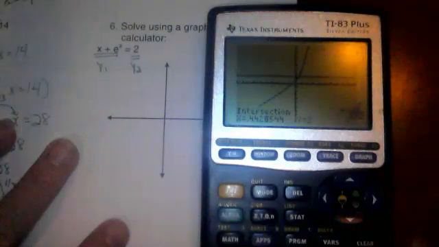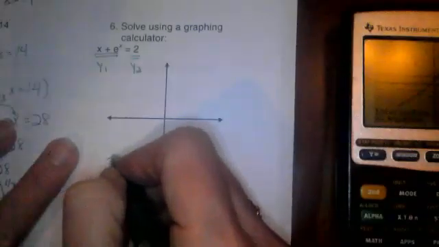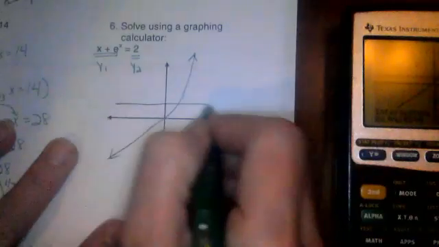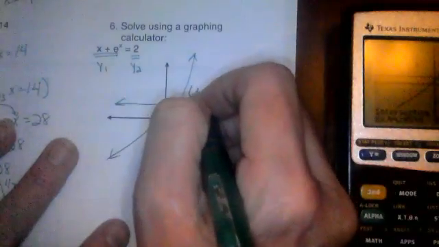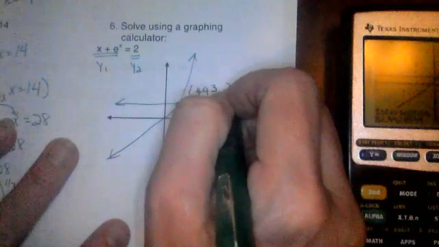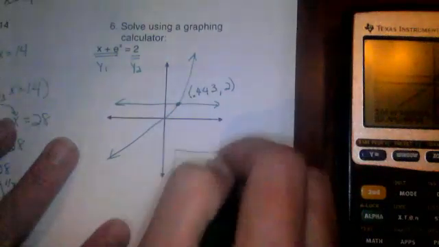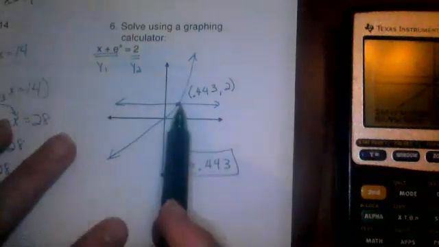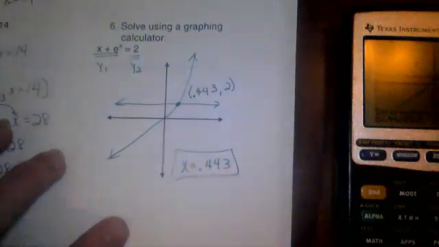So we're going to make a sketch of this, and again, our sketches do not have to be super accurate. We have this curve coming in kind of straight, and then it goes up. We have this line come across here, and we found this point, which was at 0.443, comma 2. So x is 0.443. Now be careful, for some of these, there may be more than one intersection on the calculator. So if there's multiple intersections, find all of them.